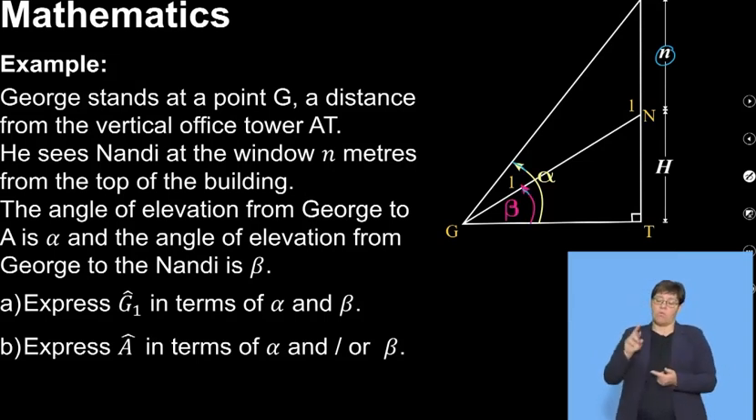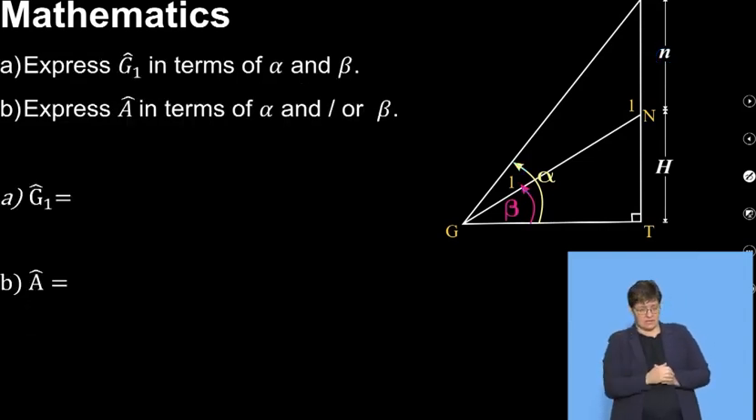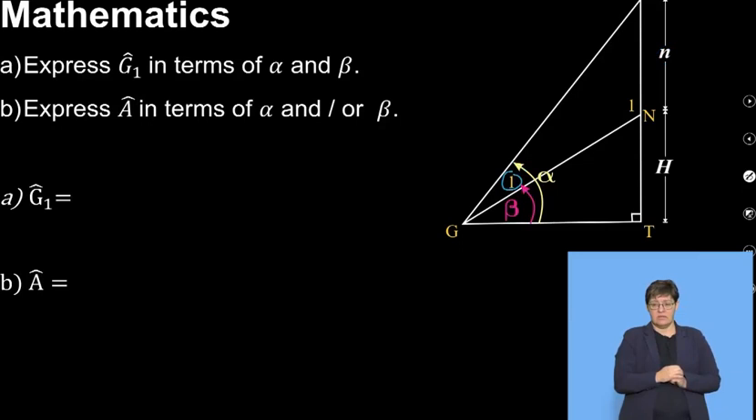Okay, let's go and examine this diagram quickly. They want us to find G1, this angle here, this small piece here. Now, the whole angle here is alpha, and this little piece is beta. So obviously, G1 is simply what? It's simply alpha minus beta.